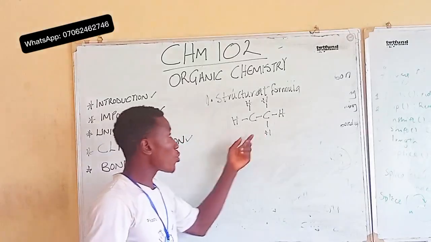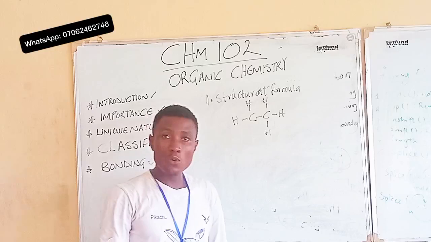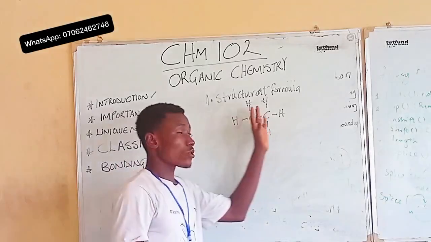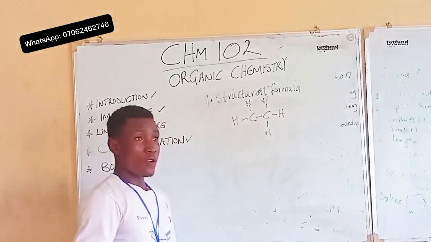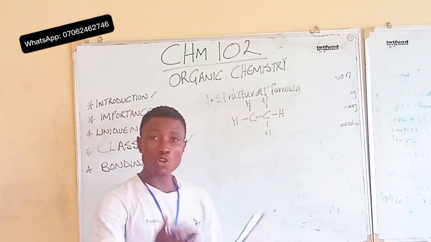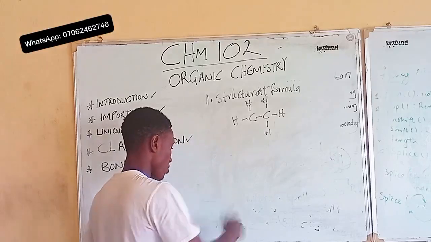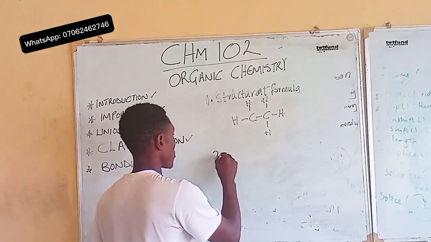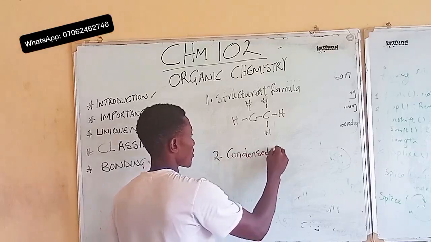The structural formula is also known as the Kekulé structure. And we also have another form of formula that is very simplified, and this is known as the condensed structure.